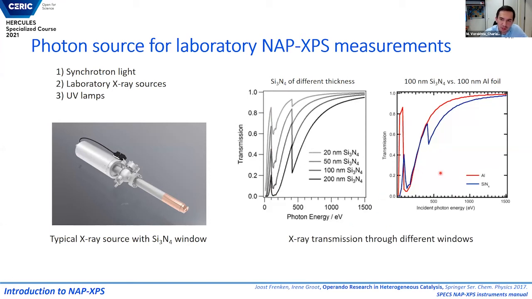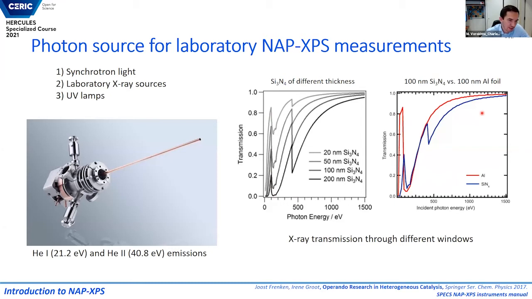Sometimes these windows are coated with aluminum because they are quite weak and can break quite easily. If you coat the window with aluminum, you see that aluminum has its own absorption bands, and they quite closely copy the absorption curve for silicon nitride. However, there are also some small differences.